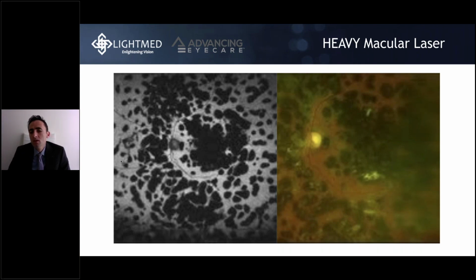tiny bit lower power than what you use with the 577. For example, with the 532 laser, the traditional green laser, when I do PRP, panoramic photocoagulation periphery, I usually use power of 200 to 230, 240, and it works. With the yellow laser, because it has less absorption by the melanin, I start my power with 240. So rather than starting with 200, I start with 240. And I sometimes go up to 300 milliwatt on the power with the yellow laser.